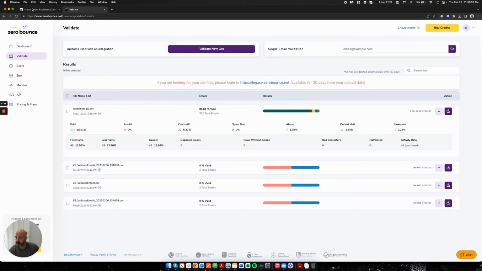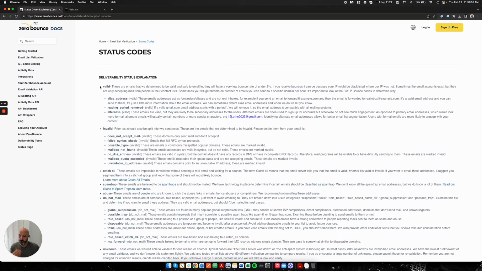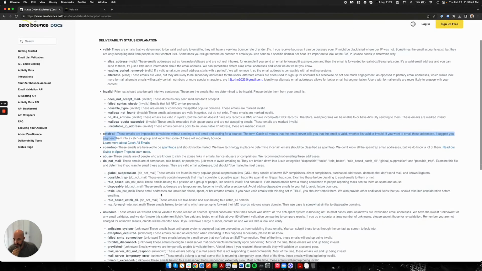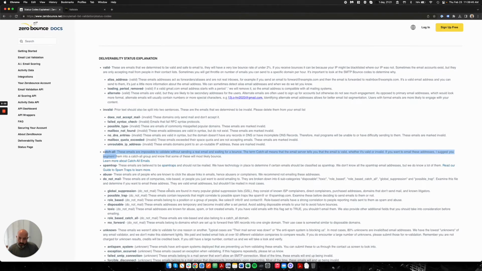So with that, I'm going to go into our documentation. These are our status codes that we just went through. I'm going to talk more about some of these substatus codes, which I think are really important for people to understand. And for the guys who are really techie or really want to get into the nitty gritty and maximize the list as much as they possibly can, these substatus codes will help you.